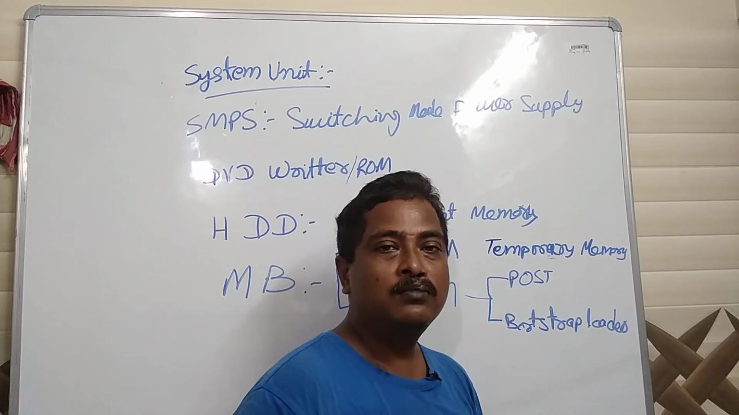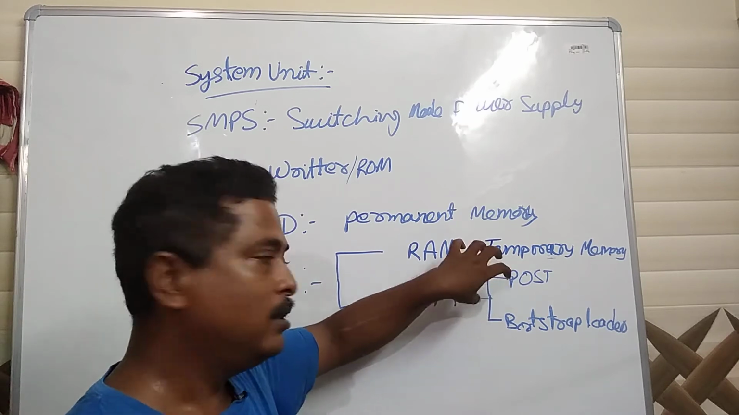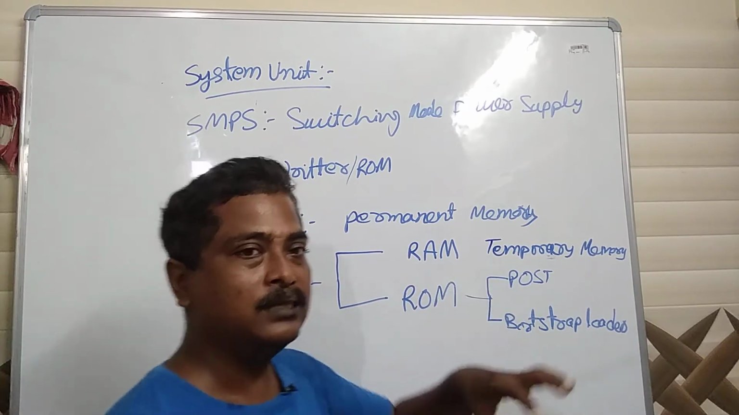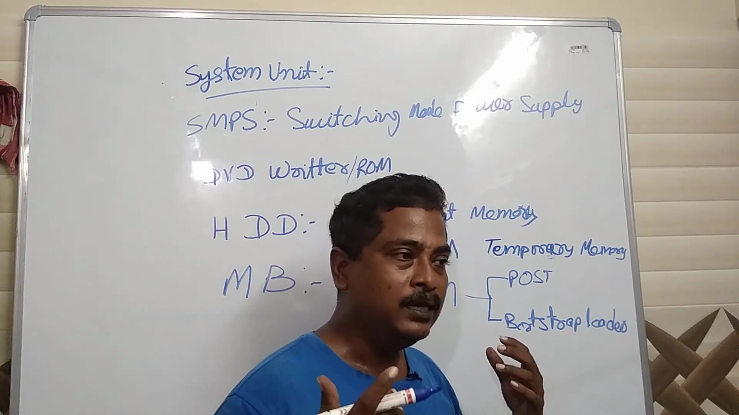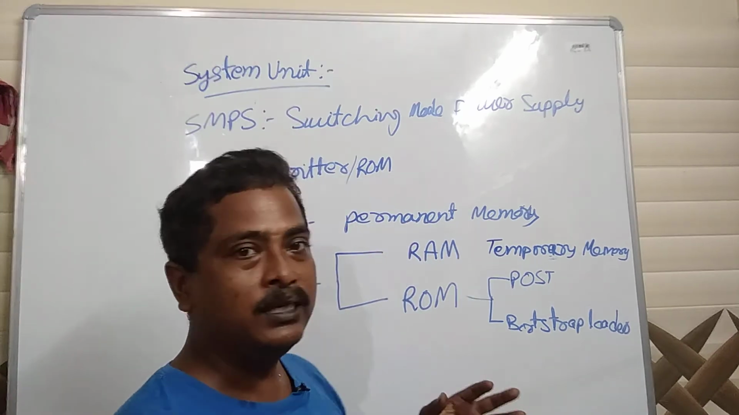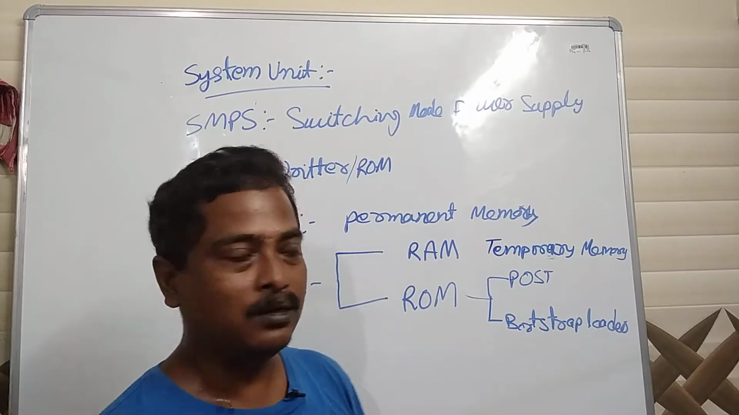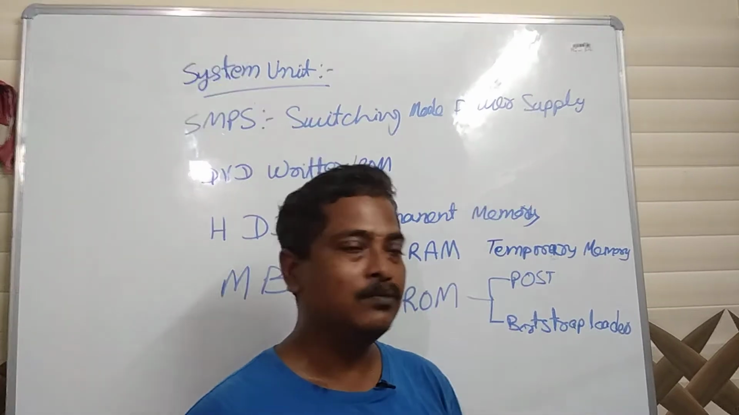Various types of ROM are available in the market. If you enter into ROM, then it is another class with different types: erasable ROM, non-erasable ROM. Then if erasable, it is ultraviolet erasable or electronically erasable. So many types of ROM are available in the market.